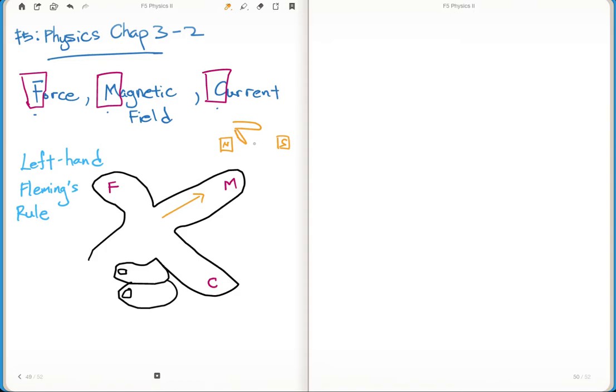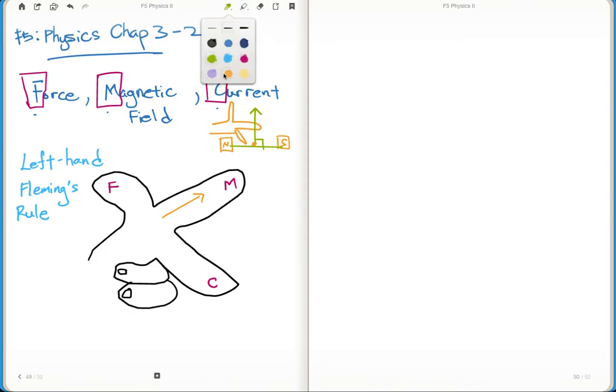Okay. Pointing out means a dot. A dot represents a current coming out. Then you would expect a force pushing this wire carrying current upwards.